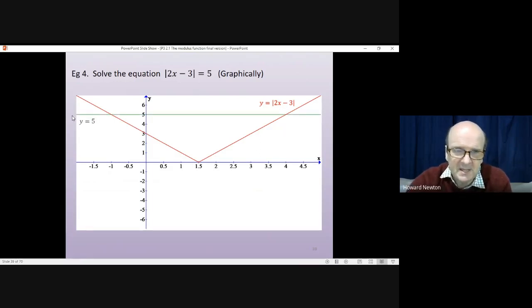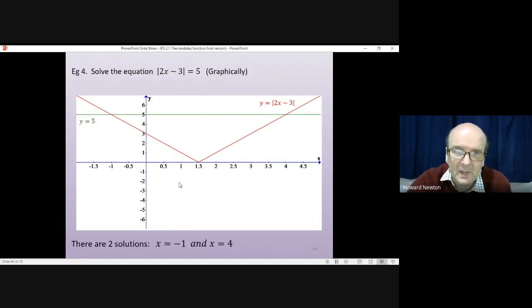Then we need to add to that the graph of y equals 5, which is the horizontal line that goes through 5. And then we look at the two solutions from where the lines cross each other. So there's a crossing point here where the modulus of 2x minus 3 equals 5. And that is at x equals minus 1. There's a crossing point here where the modulus of 2x minus 3 equals 5. And that is at x equals 4. So graphically, x equals minus 1, x equals 4, those are the solutions.